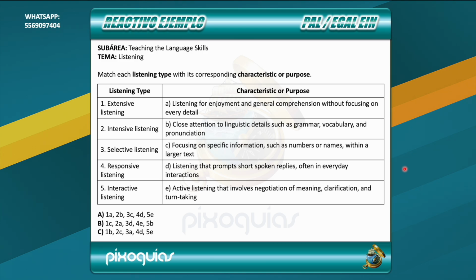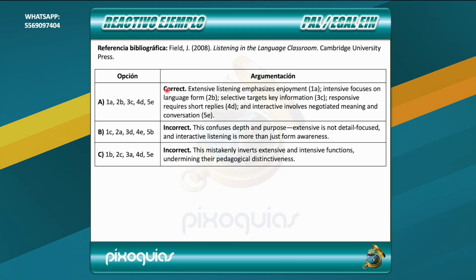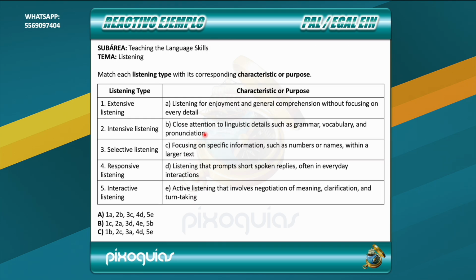So yeah, this is the last. Match each listening type with its corresponding characteristic of purpose. So the correct answer is A, and we see that the match is like this. 1. Listening type extensive listening with the purpose of listening for enjoyment and general comprehension without focusing on every detail. 2. Intensive listening with close attention to linguistic details such as grammar, vocabulary, and pronunciation.